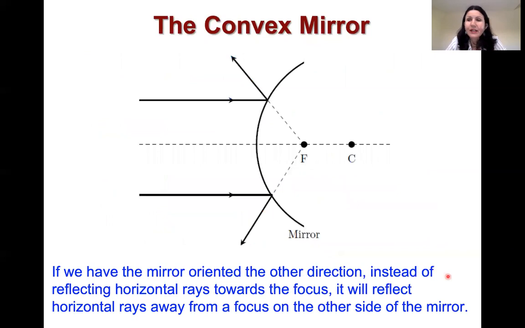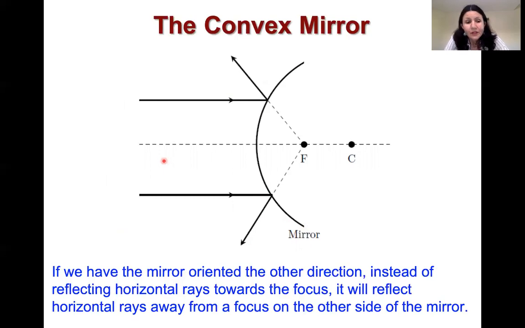Now let's look at another type of mirror. This is known as the convex mirror. Again, it just has to do with the shape. Instead of curving in, it curves out. So now this side is the reflecting side. That's where we put the reflecting material, not inside here. So all the light that comes in from that side is what's going to be reflected off this mirror.